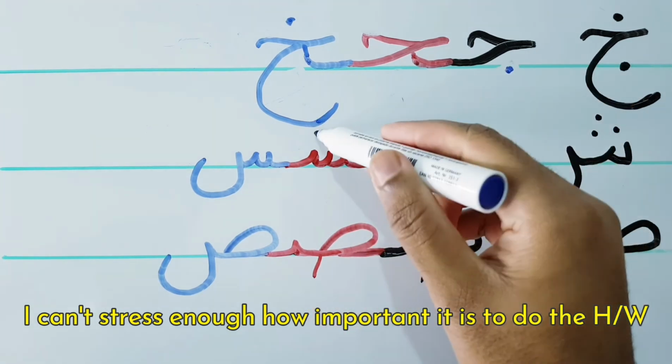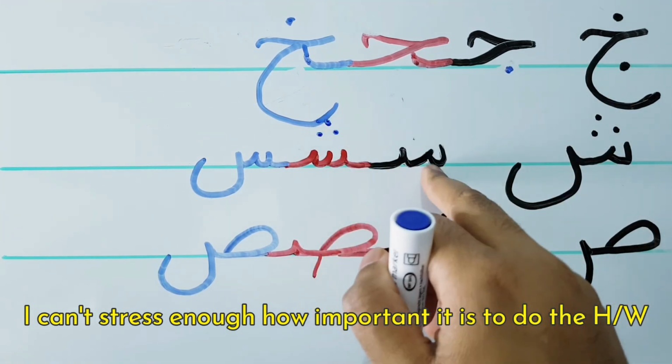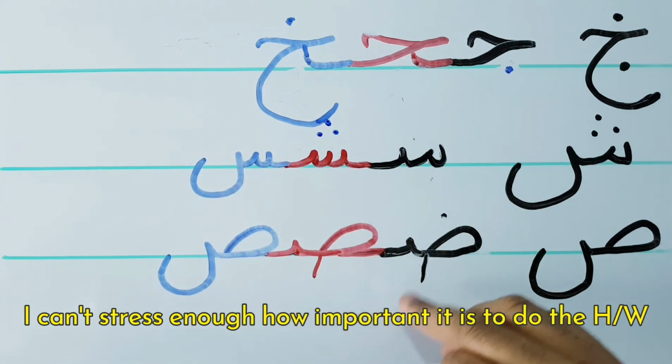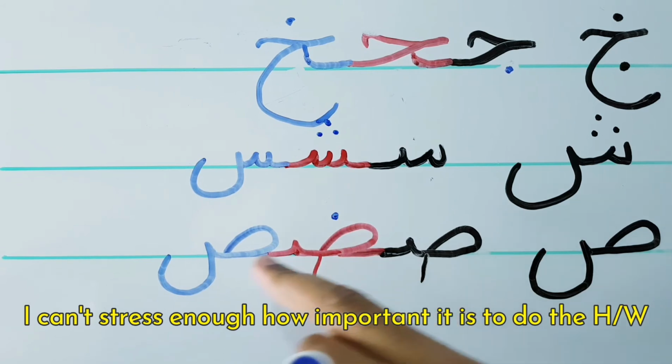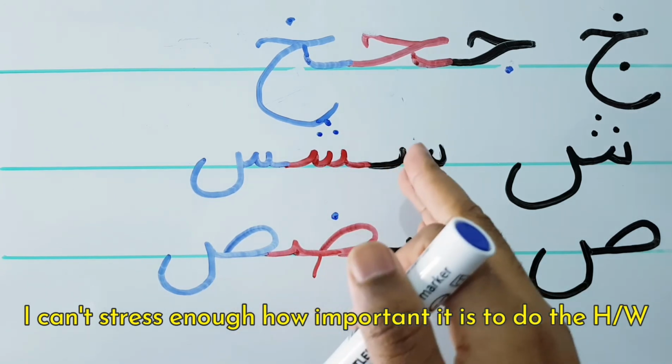The middle one is Sheen. So Seen, Sheen, Seen. And one row of this. The middle one is Dad. So Sad, Dad, Sad. One row of this, one row of this, one row of this.